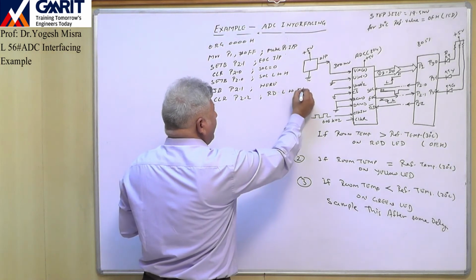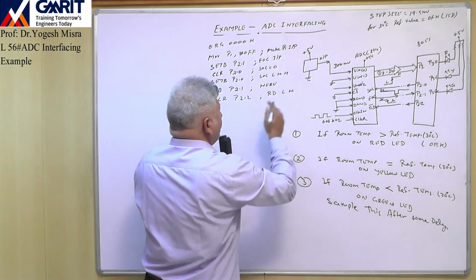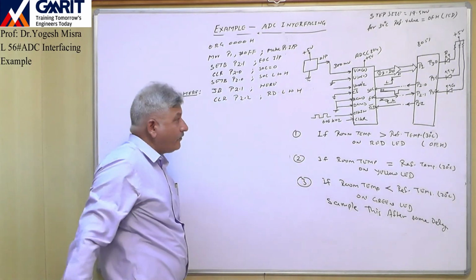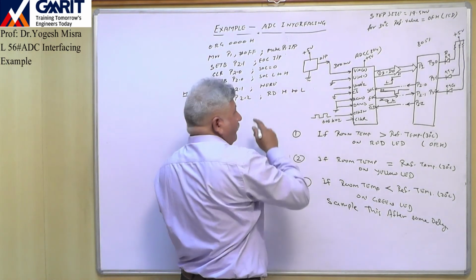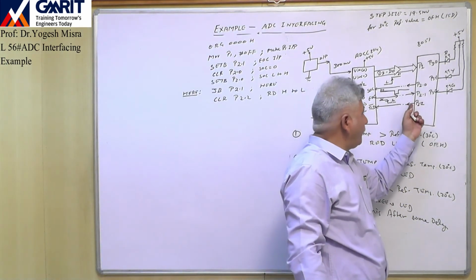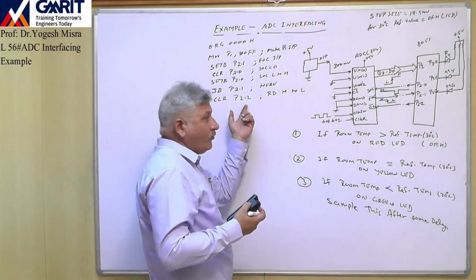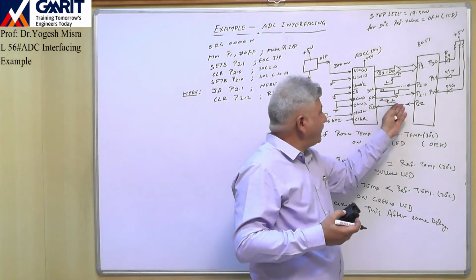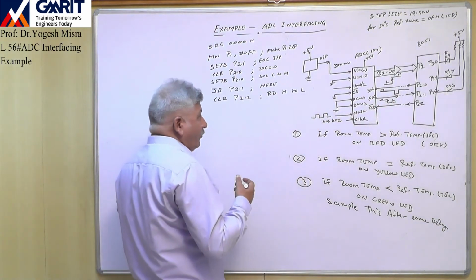Low to high pulse has been generated. Sorry, high to low. Because by default this is an output pin and by default it is high. And with the help of CLR P2.2 we have made this pin low. So it is a high to low pulse, and now the high to low pulse has been generated.